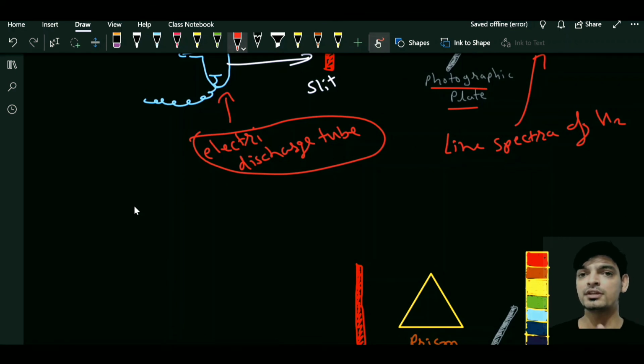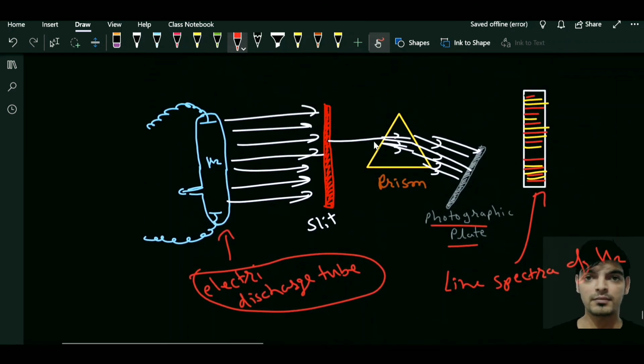Just let me give some examples. For example, if a particular light is absorbed by a compound, then that light we will not get on the photographic plate. See here, this is the photographic plate. On this photographic plate we will not get a particular color, and instead of that color a black line will be there. This kind of spectra is known as an absorption spectra.